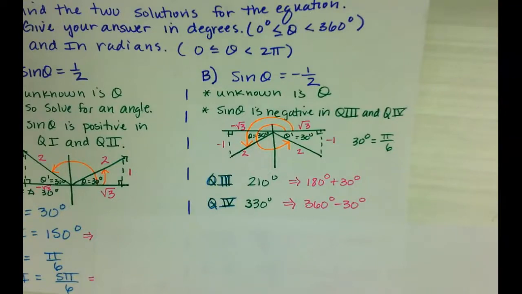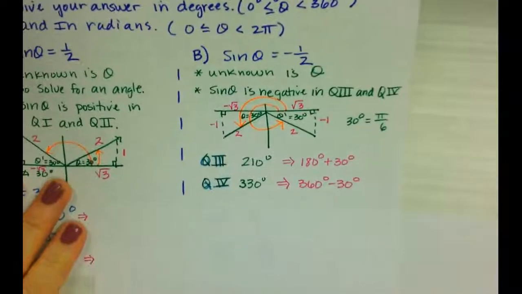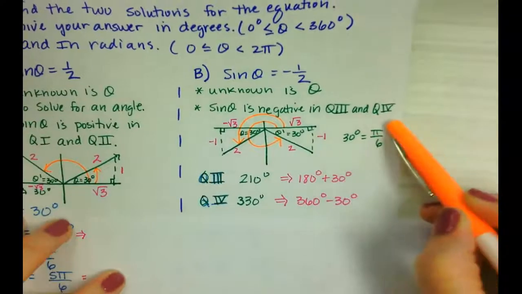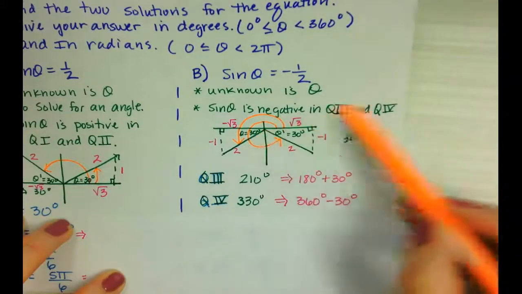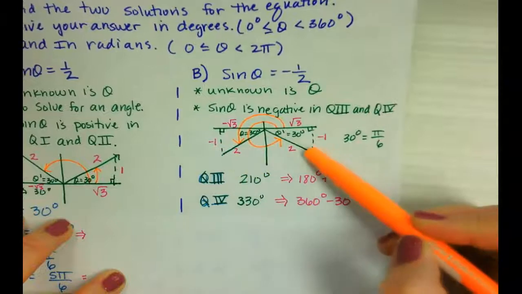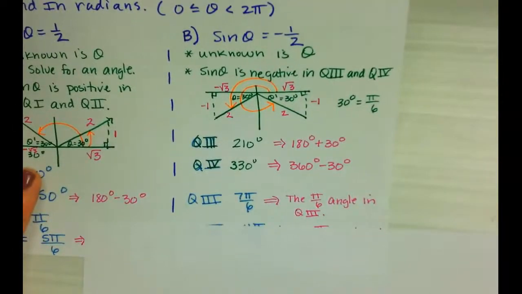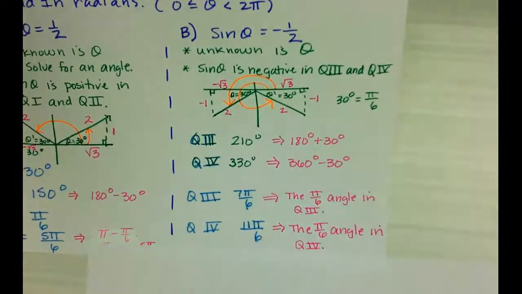So now I have my two angles in degree form, and so now what I'm thinking is I know that 30 degrees is pi over 6, so I want the multiples of pi over 6 that are in the third and fourth quadrants. So the pi over 6 angle in quadrant 3 is 7 pi over 6, and the pi over 6 angle that's in quadrant 4 is 11 pi over 6. So that's kind of how I reason through those. So this gives you a couple of ideas of solving. We looked at some reference angles and kind of looked at a few new concepts.